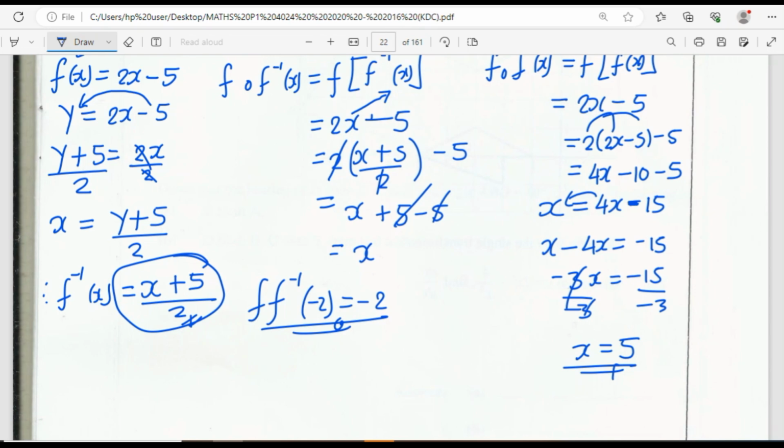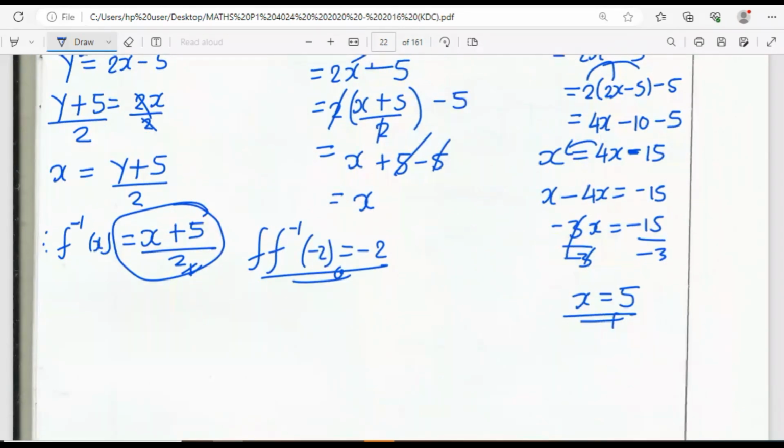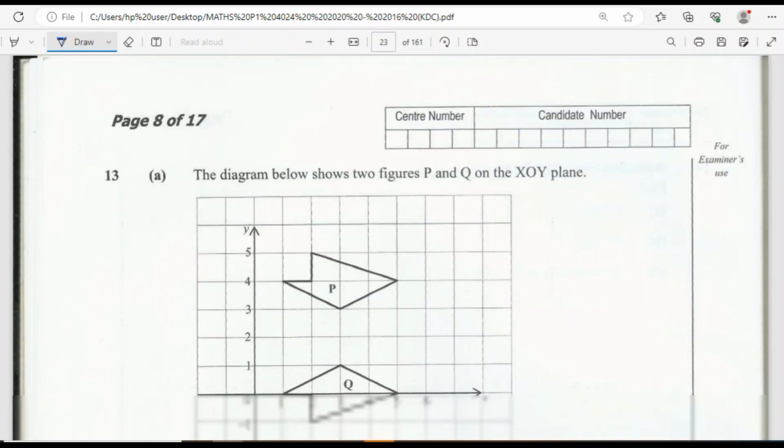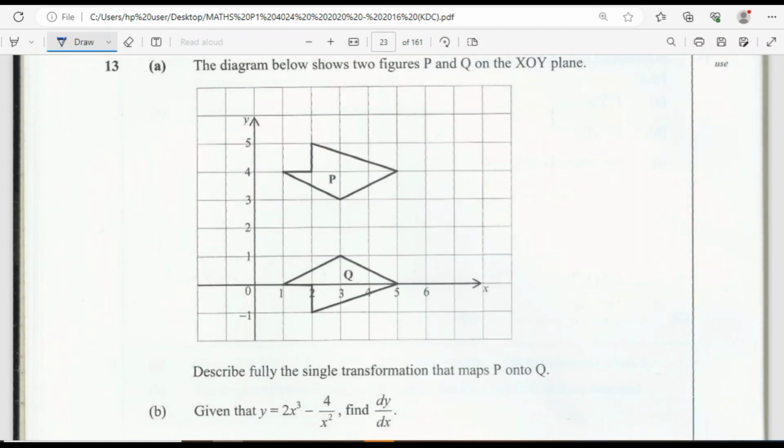So we can now move on to question 13. Now question 13, we have 13a. The diagram here shows two figures P and Q on the XY plane. Describe fully the single transformation that maps P onto Q. So we have 6 transformations. There is a translation, reflection, rotation, enlargement, stretch, and shear. So among these, which transformation are we looking at?